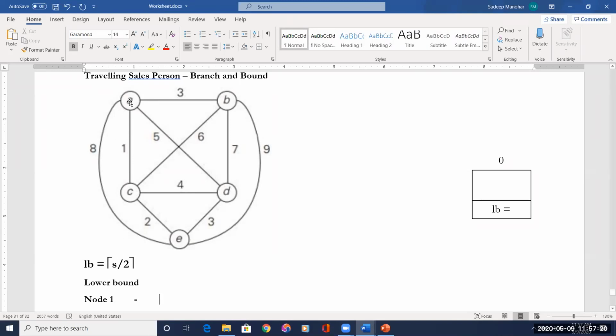For node number A, which are the 2 minimum? 1 and 3. So 1 and 3 are minimum, and this 3 is a compulsion. Even though it is not minimum, it should be considered. Plus, what about B? 2 minimum. 3, 6, 7, 9. 3 and 6 are minimum, and in that 3 is considered. Yes, 3 is considered.